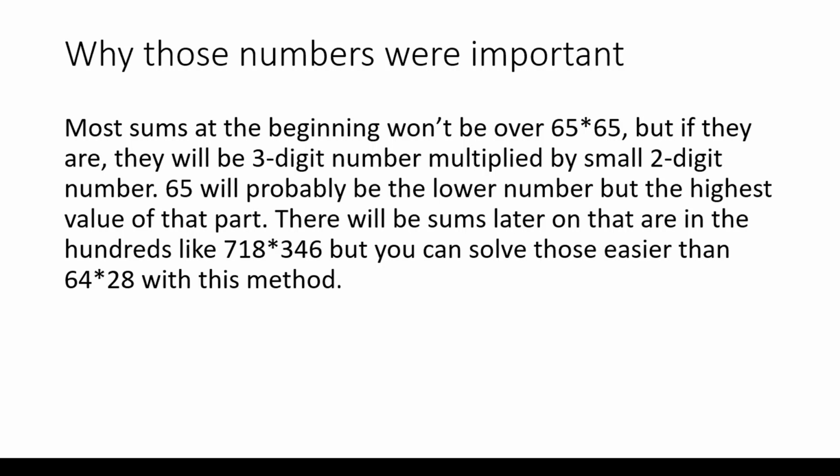Like say 824 times 12. They're going to be quite small 2-digit numbers. And 65 will probably be the highest value of that part, the lower number. There will be sums later on that are in the hundreds, like 718 times 346. But you can solve those with the column method, which is going to be easier than 64 times 28 with the column method.